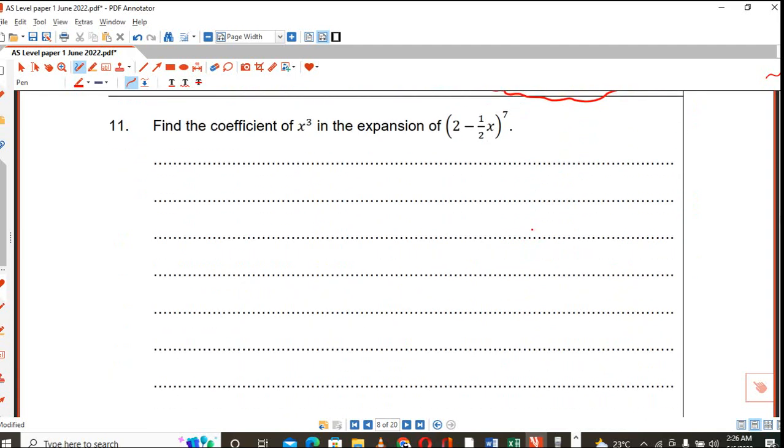Right, question 11, find the coefficient of x cubed in that expansion. Again, we are going to use the general term, the r plus 1th term, which is going to be 7 choose r. And I know that 2 should be raised to 7 minus r, and the other part, minus 1/2 of x, should be raised to the power of r.